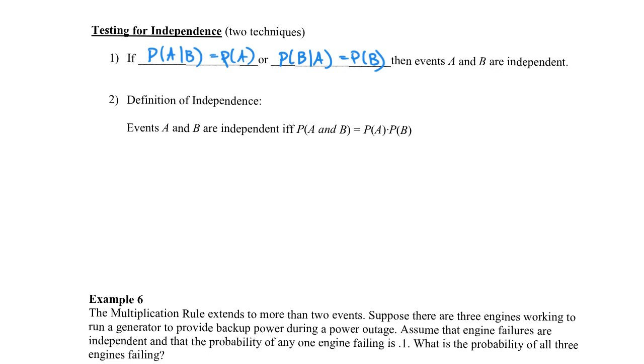We could also go from the definition. The definition of independent says events A and B are independent if and only if the probability of A and B is the probability of A times the probability of B. In math, you'll see if and only if, written IFF. It's what's called a biconditional. It means it can be read in both directions.